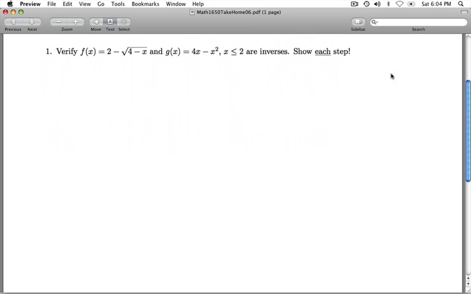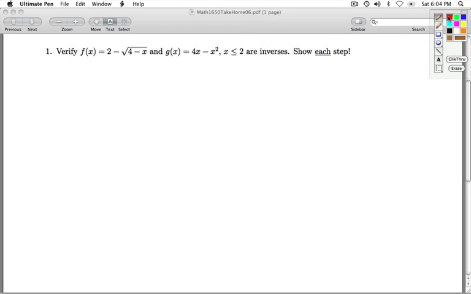We're asked to verify a pair of functions are inverses of each other. So one thing I want to point out is we're given the expression for f of x and we're given the expression for g of x, but for the g of x we're restricting the domain to x less than or equal to 2. And that's going to play an important role here when we go through to simplify these.